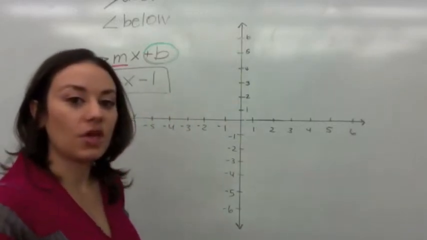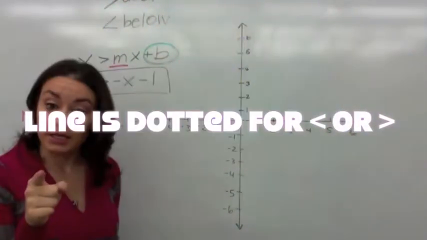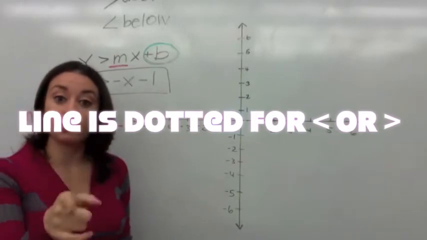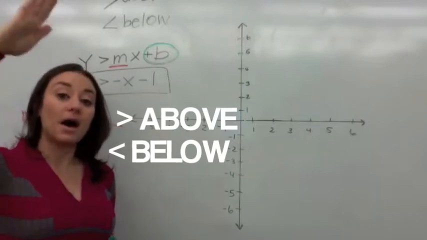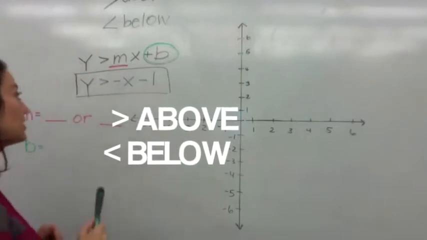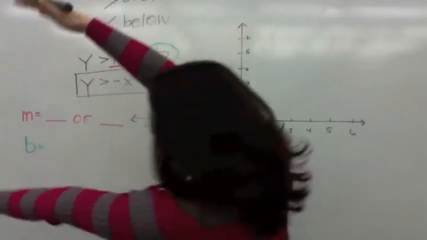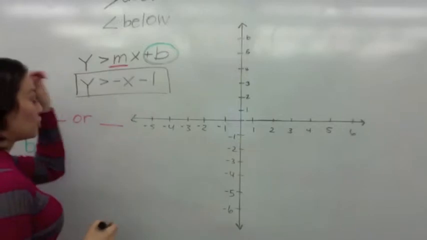So all we're doing really is graphing a line, but we're going to do something different with this line. The line is going to be dotted, because it doesn't include the line. We're either going to shade above or below the line. It says y is more than, so you say more than above. So when we make this line, we're going to shade above the line.